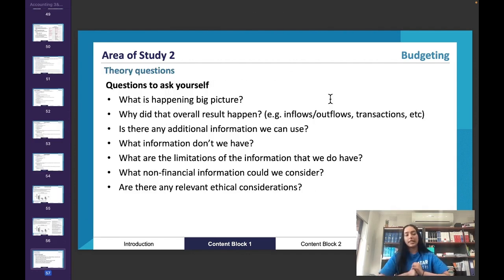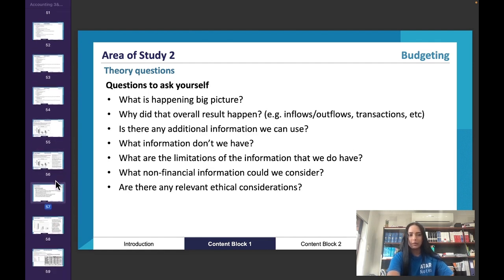Okay, so when we're answering theory questions, there are a few questions that you can ask yourself before you attempt to answer. So, what's happening in the big picture? Why did that overall result happen? Why was there an inflow or outflow? Why does this transaction affect cash but not profit? Why was there a net profit or a net loss? Why was there a surplus or deficit? Stuff like that. For example, in the balance sheet, why was bank a liability instead of an asset? If there was a bank overdraft.